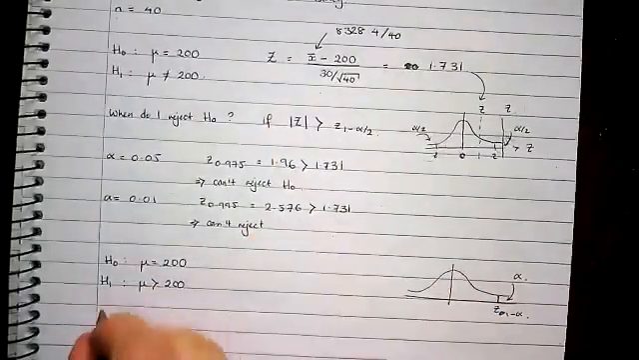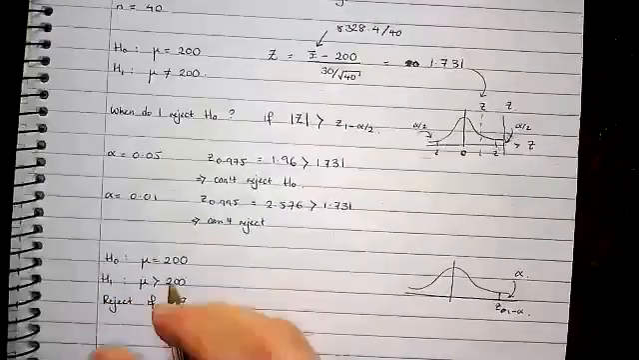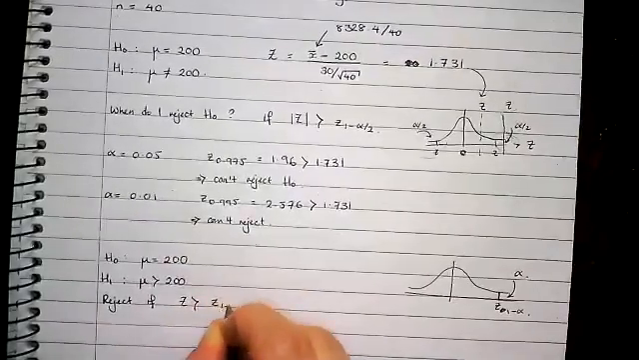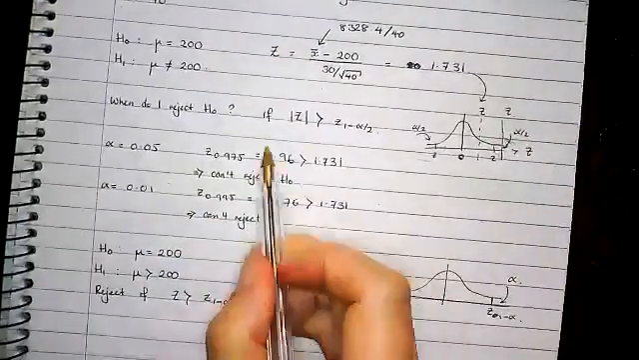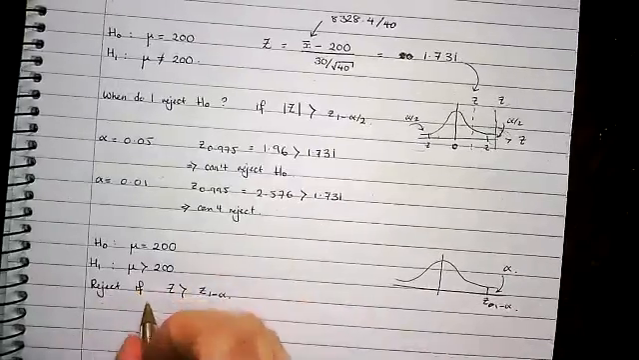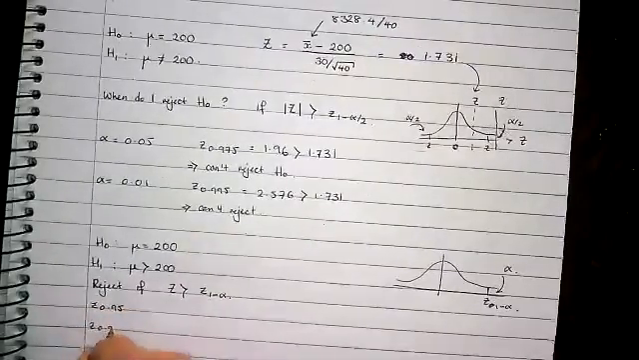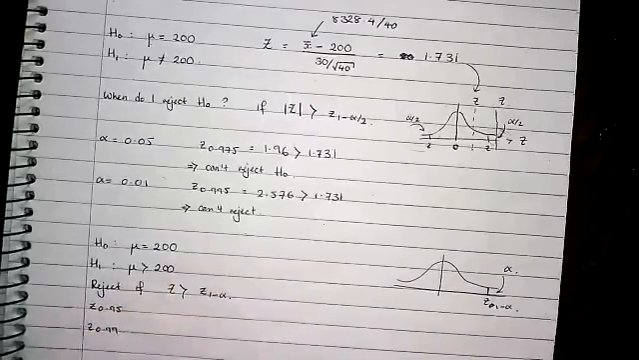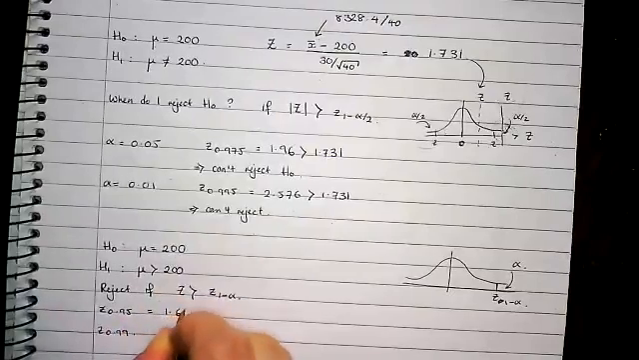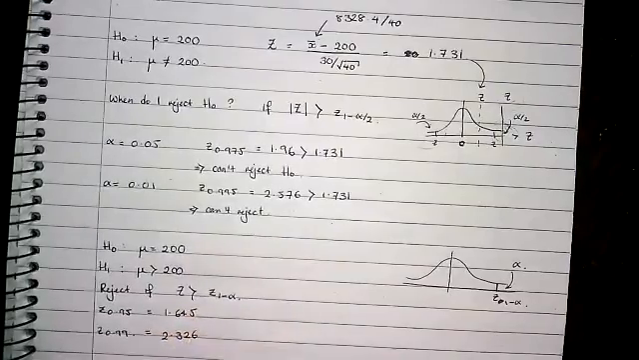So in this case, reject if Z, without a modulus on it, is bigger than little z 1 minus alpha. The thresholds are going to be different from part A, because I'm going to end up looking at Z 0.95 and Z 0.99 instead. The values of these, if you look them up in the table, are 1.645 and 2.326.